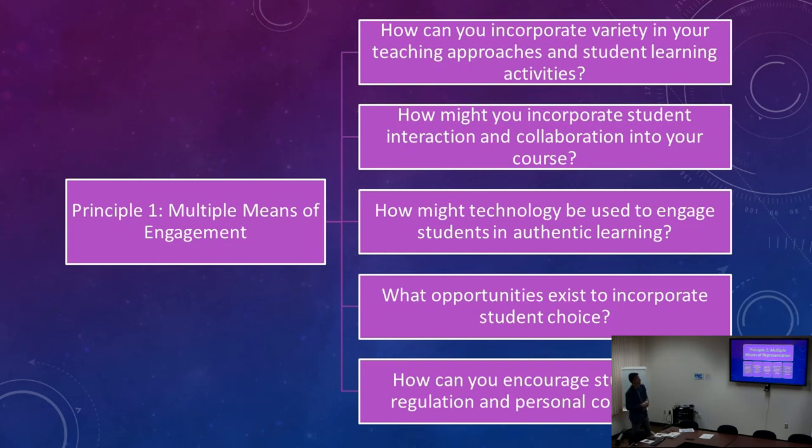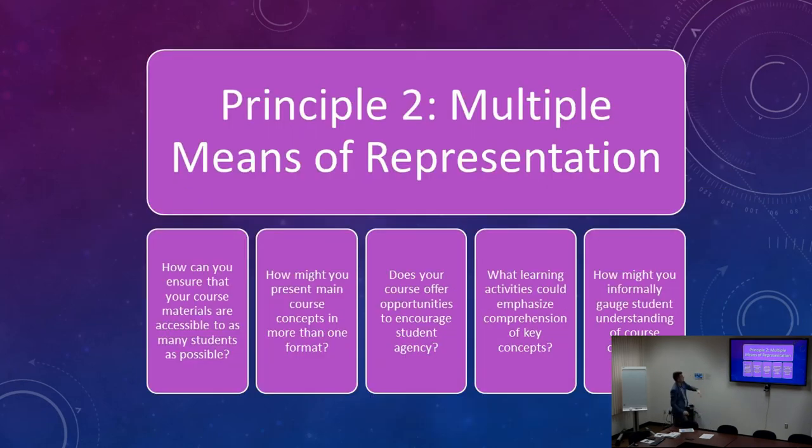Principle number two, multiple means of representation. So here's one way to represent information. So here's another. So organize just a little differently. How can you ensure your course materials are accessible to as many students as possible? With the understanding that we're not trying to make a modification for a specific learning need, but we're trying to capture as many kids as possible with this particular information. How might you present main course concepts in more than one format? Does your course offer opportunities to engage student agency? What learning activities could emphasize comprehension of key concepts?